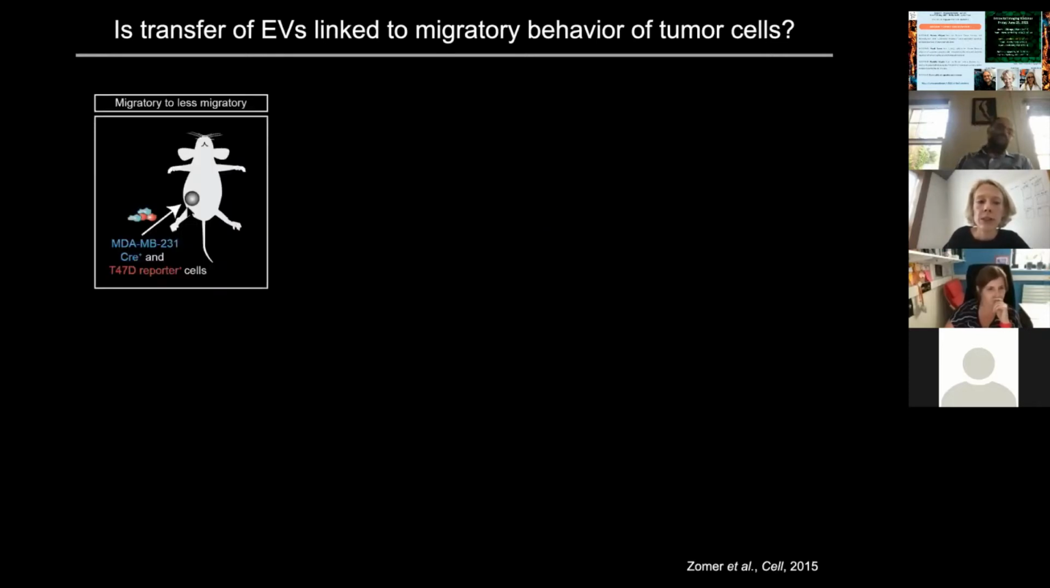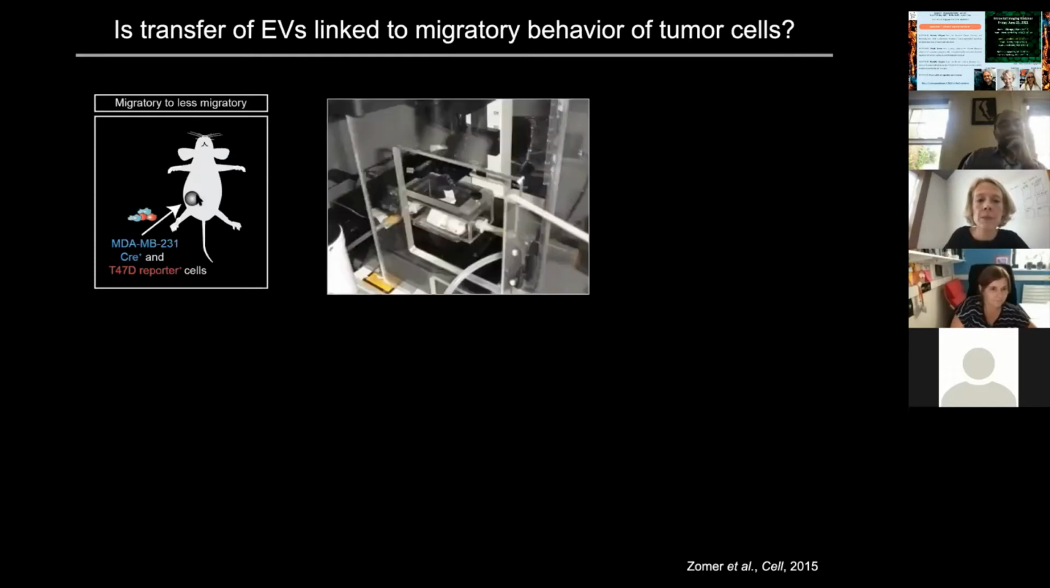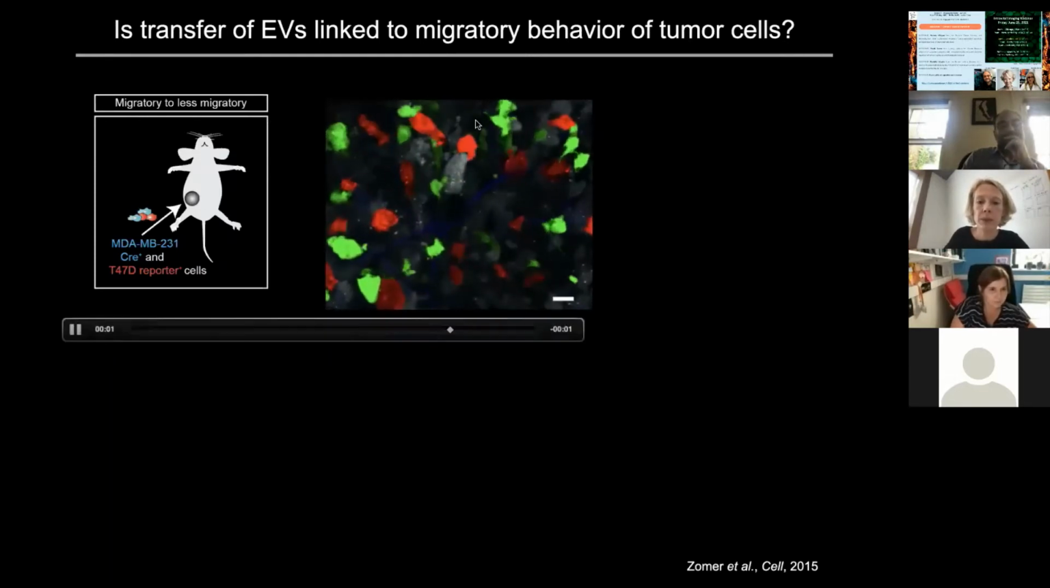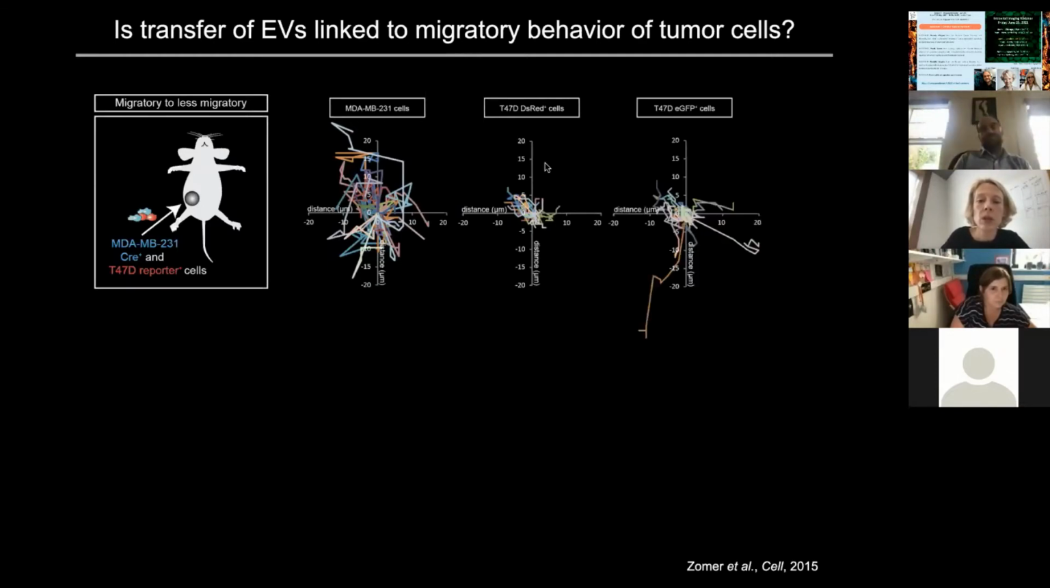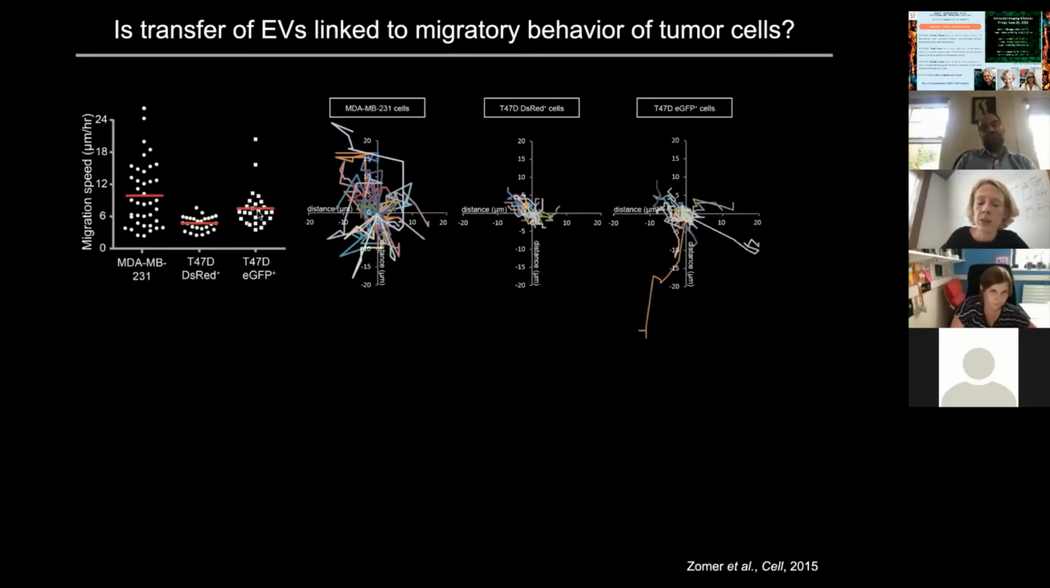So in order to investigate this, we again co-injected the highly migratory Cree cells together with the less migratory receptor cells, and we performed intravital microscopy to characterize the migration behavior of the cells that did take up vesicles and the cells that did not take up vesicles. So obviously the highly migratory cells migrate more than the less migratory cells. But when cells take up vesicles, they start to increase their migration behavior, as you can better see in this graph over here.